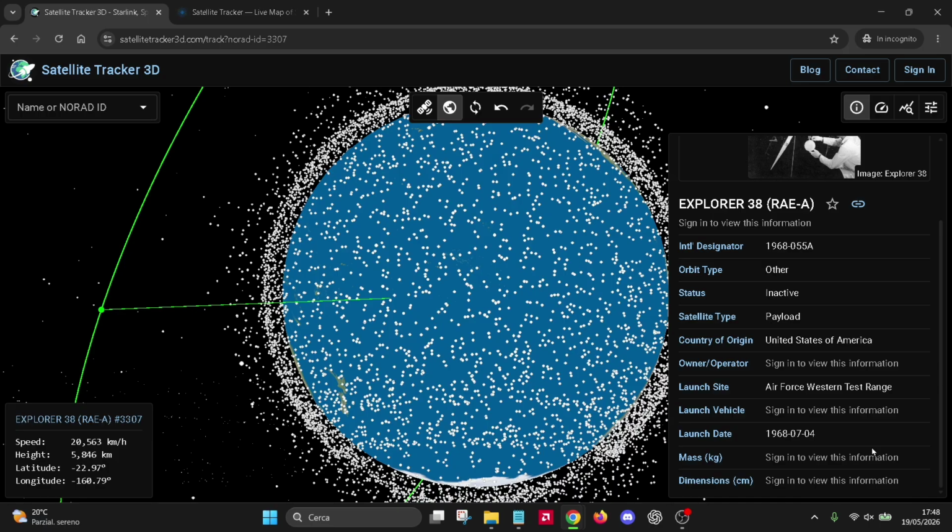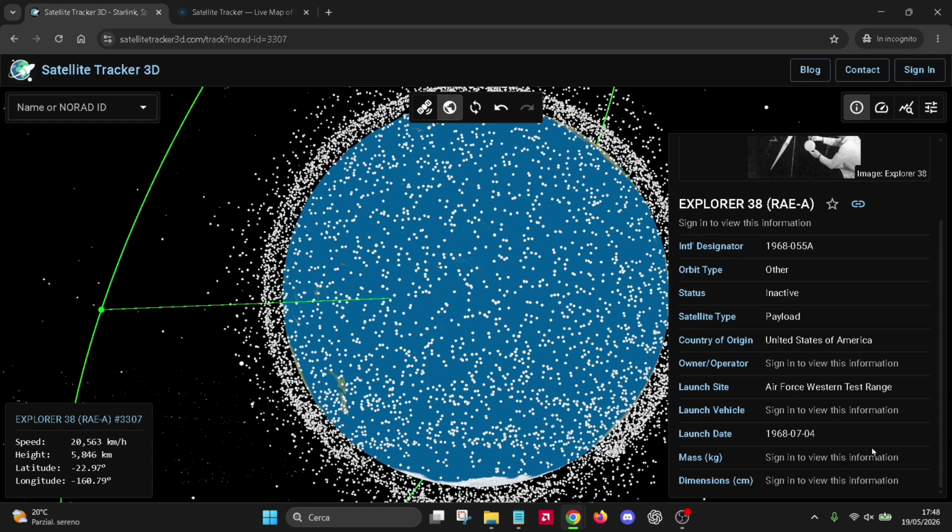Defunct satellites, spent rocket stages, and fragments from past collisions remain in orbit. Even a very small object can cause severe damage because orbital velocities are extremely high. Collision avoidance and space traffic management are becoming increasingly important.